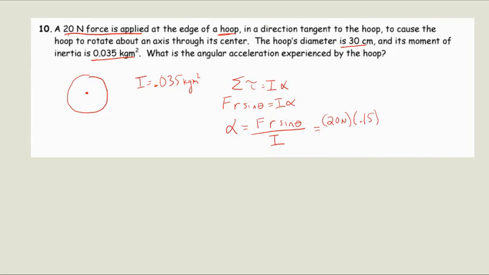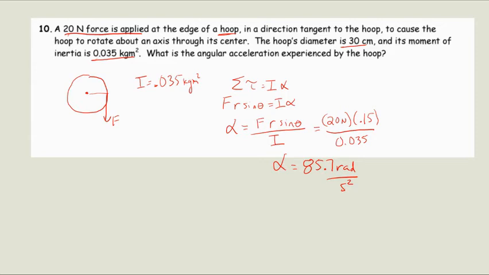okay, times sine theta, and our theta is going to be 90 because you basically have your radius here, and then you have your force being applied this way, okay, because it's applied to the edge of the hoop. So you have sine 90 divided by 0.035. And that is going to end up giving you an angular acceleration in this case of 85.7 radians per second squared.